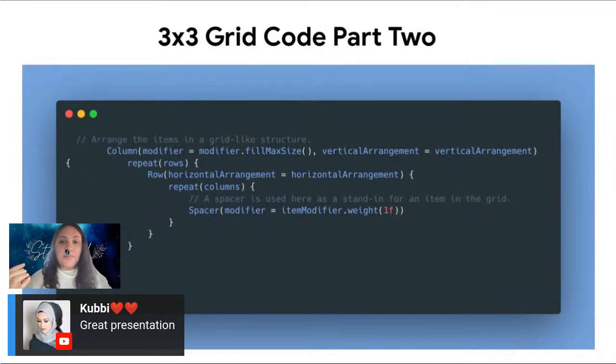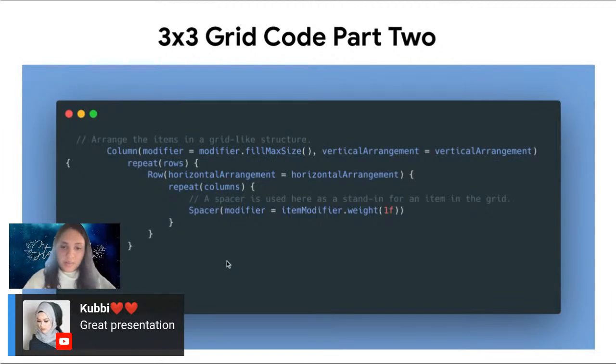And then in part 2, this is when we put everything together in a grid-like structure. We define the column. We want the column to fill the maximum size, so I use fillMaxSize. And we want the vertical arrangement to equal the vertical arrangement. Then we use repeat rows after defining the column. We define the row with the same notion of horizontalArrangement equals horizontalArrangement.